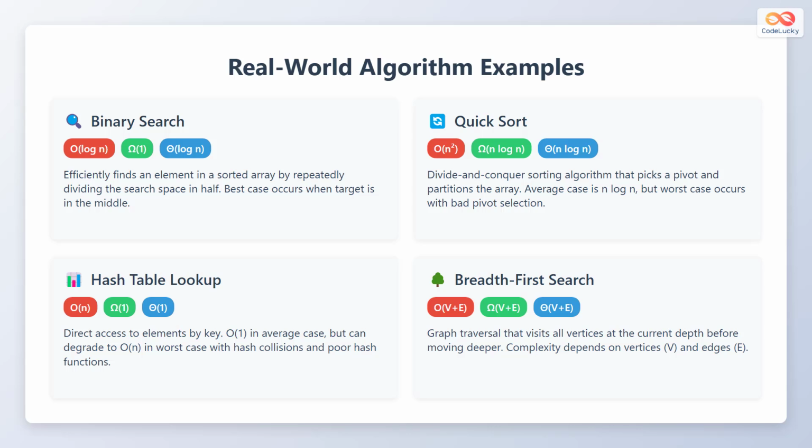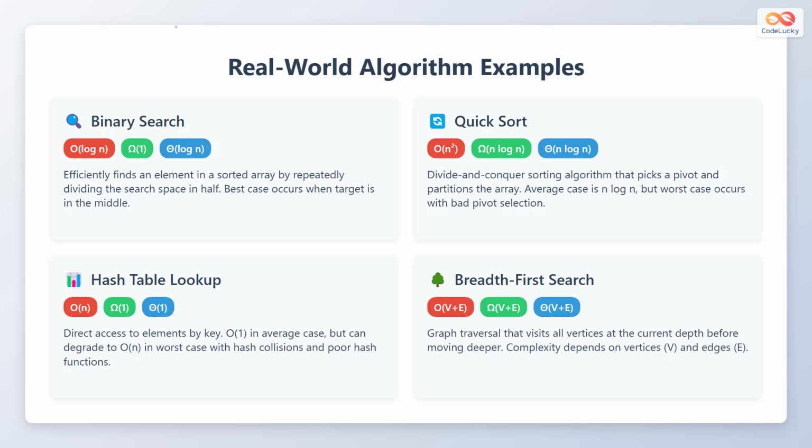Second, we have quicksort. It has a big O of n squared, omega of n log n, and theta of n log n. It is a divide-and-conquer sorting algorithm that picks a pivot and partitions the array. The average case is n log n, but the worst case occurs with bad pivot selection. Third, we have hash table lookup. It has a big O of n, omega of 1, and theta of 1. It provides direct access to elements by key. O of 1 in the average case, but can degrade to O of n in the worst case with hash collisions and poor hash functions.